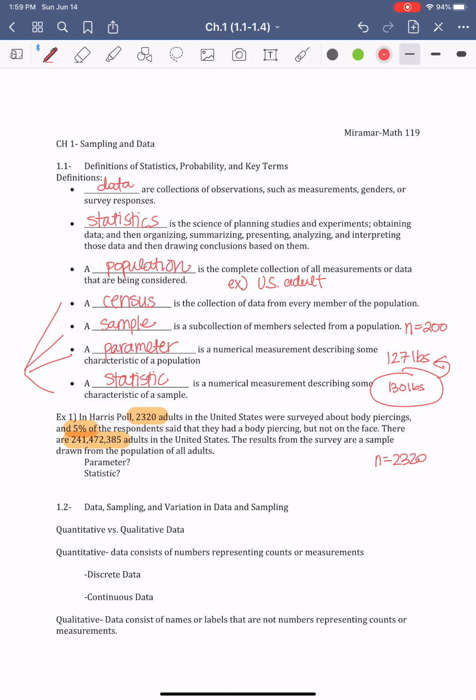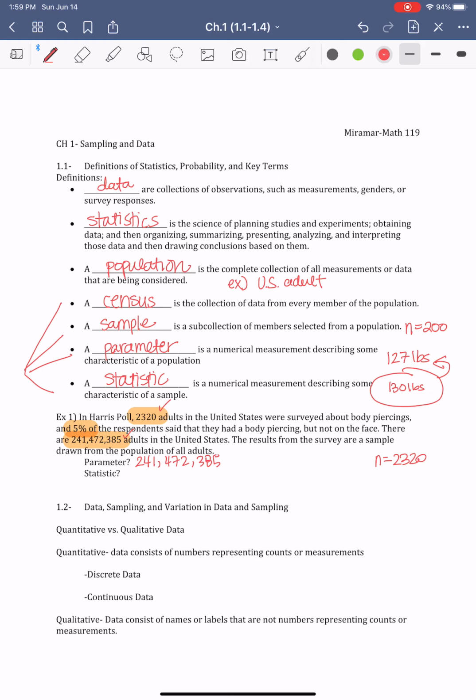Well, let's keep going. 5% of respondents said that they had a body piercing but not on the face. So that's an actual result number. And then there are 241 million. That number is actually the entire set. So that's a characteristic of a population. So the parameter is the big number. So we got that, and this one we identify as a sample size. So that 5% is actually the statistic.